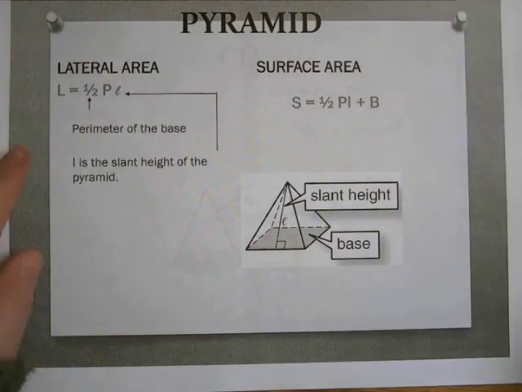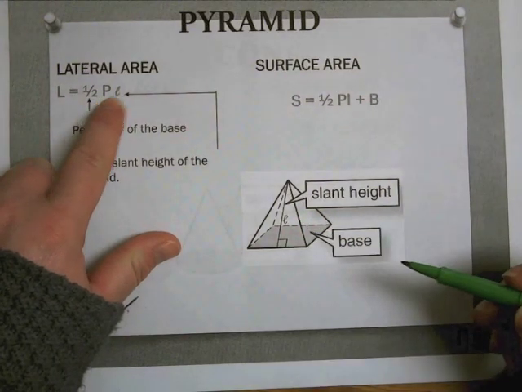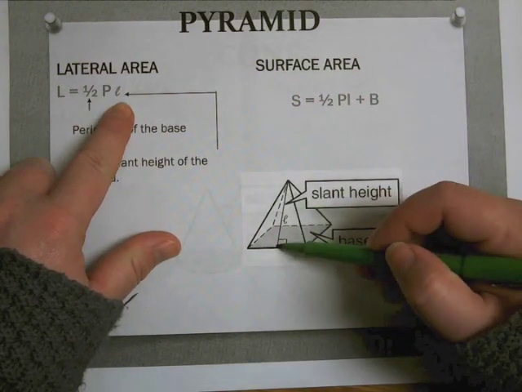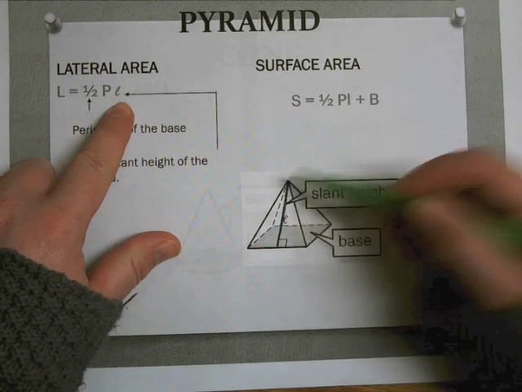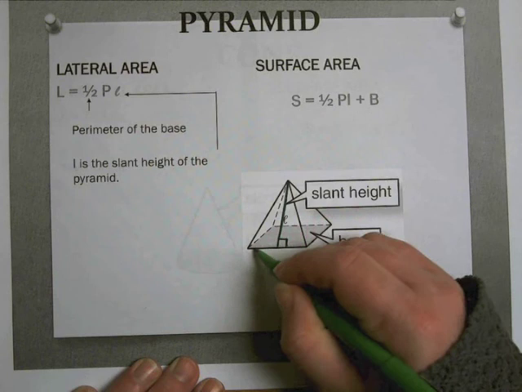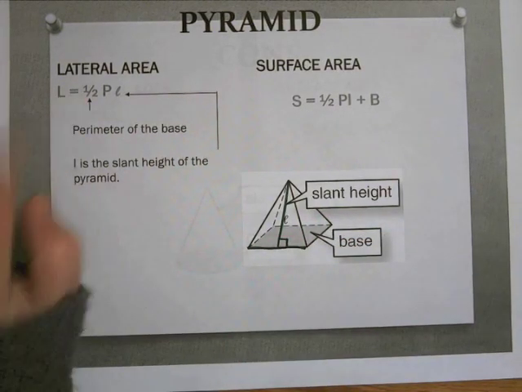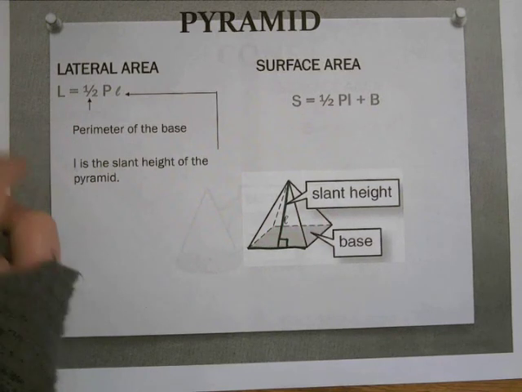So with our pyramid, our lateral area is the same thing as what we talked about last class, where we take the perimeter of our base times the slant height. The slant height goes up the side of the face and forms a 90-degree angle with the edge of the base. That's our slant height. And then we take half of it. So find the perimeter of the base.